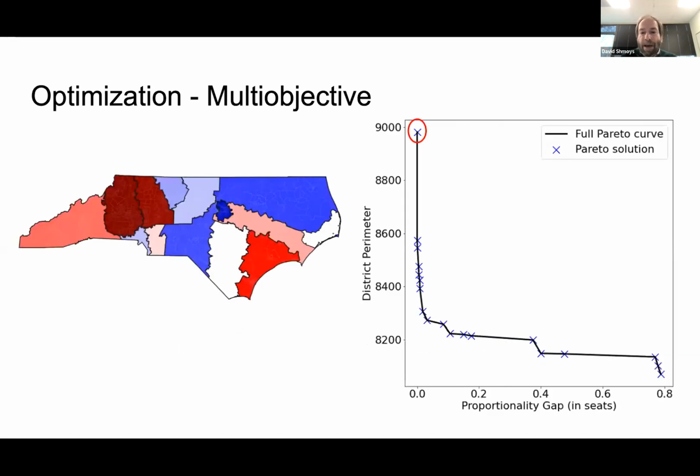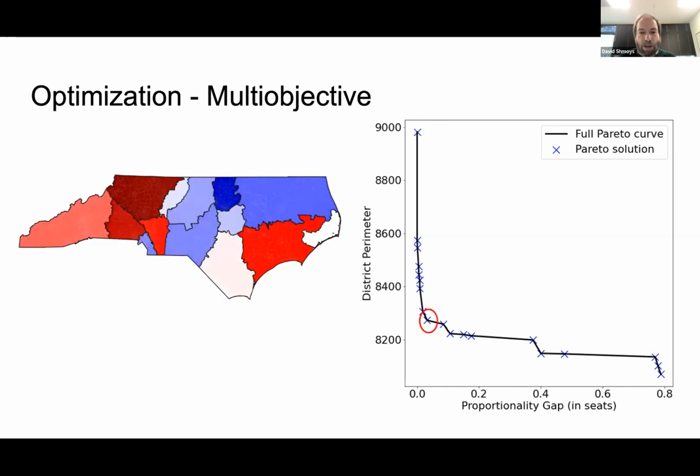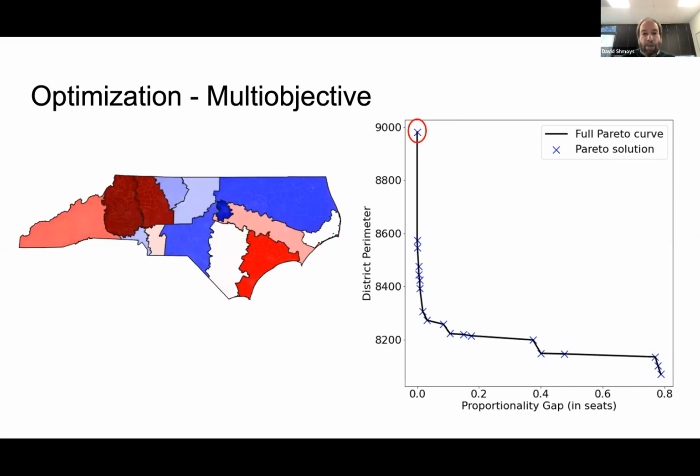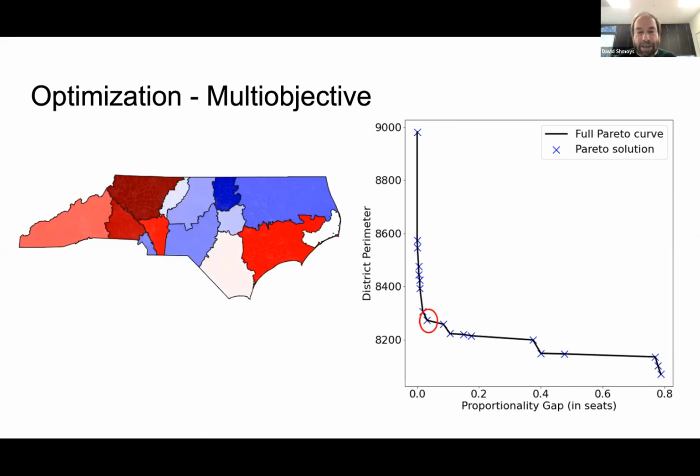Here, if I want to optimize the proportionality gap and really get it down to zero, here is the map that results for North Carolina. But as we're all used to thinking about the elbow of the trade-off curve, we can see that by sacrificing only a little bit in the proportionality gap, we end up with a much more compact solution that's really detectable to the eye in terms of the resulting map.